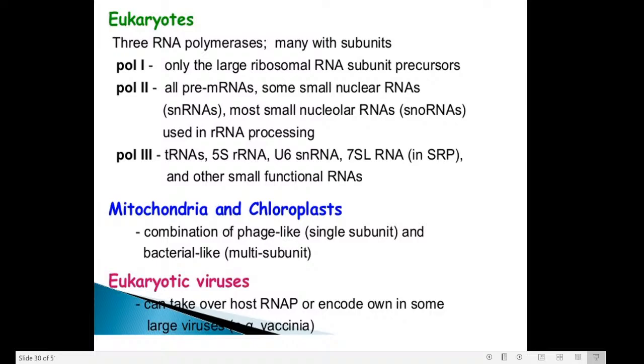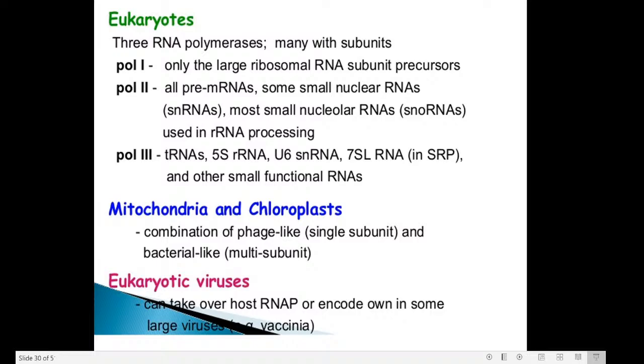We want to transcribe the tRNA, 5S rRNA, U6 snRNA, and 7SL; these are all the types. Okay, these types of RNAs are produced by RNA polymerase 3. Then mitochondria and chloroplast have their own RNA polymerase, with single subunits and multiple subunits.